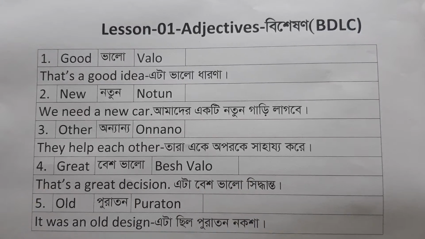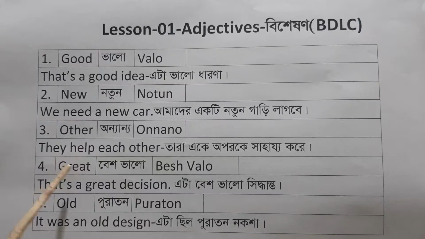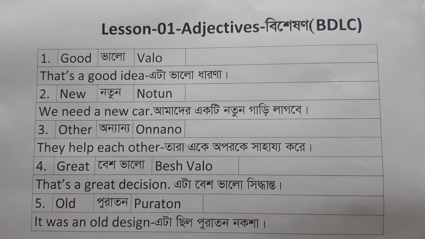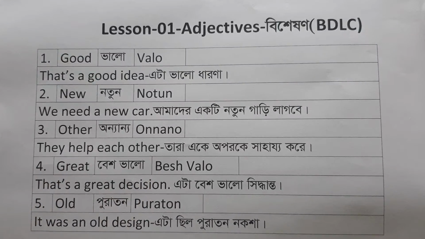Now, number four. G-R-E-A-T, great. Besh bhalo. Chomotkar. Onek shundor. Proshongshonio. In Bengali meaning, we can't specify only the one meaning of this word. It may vary in various meanings throughout its uses in different sentences. So great, besh bhalo. Now let's make a sentence.